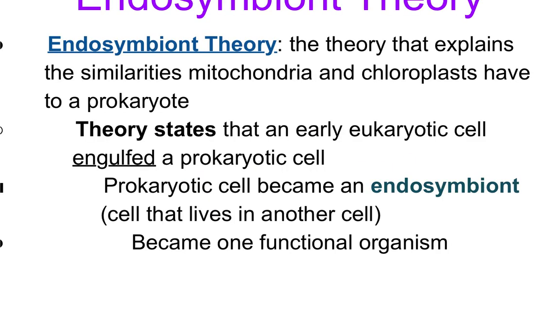So endosymbiosis, the endosymbiont theory, is a theory that explains the similarities that mitochondria and chloroplasts have with a prokaryote. This theory states that early eukaryotic cells engulfed a prokaryotic cell, and that prokaryotic cell became what's called the endosymbiont, or a cell that lives within another cell, and they became one functioning organism.